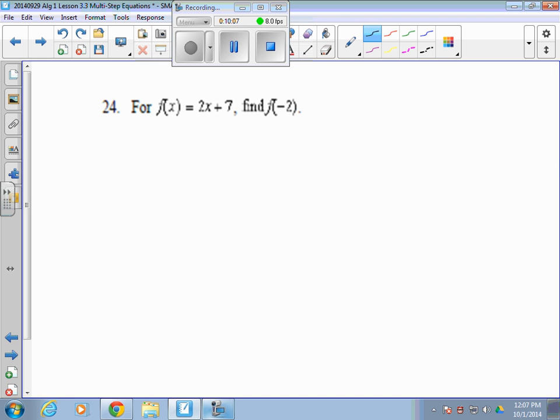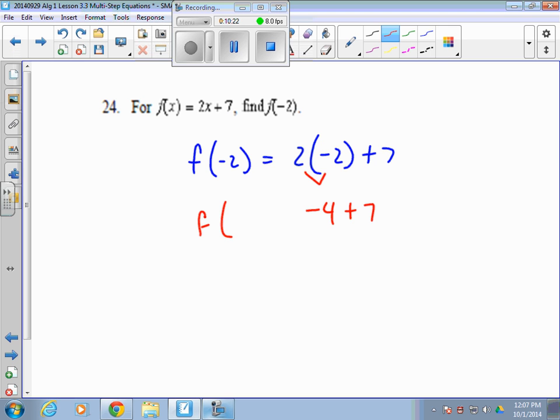24 says f of x equals 2x plus 7. Find f of negative 2. So f of negative 2 equals 2 times negative 2 plus 7. All you have to do is simplify this. 2 times negative 2 is negative 4 plus 7. So f of negative 2, you don't have to undo that. F of negative 2 equals negative 4 plus 7, which is positive 3.